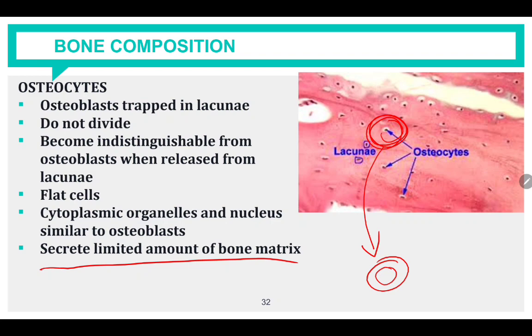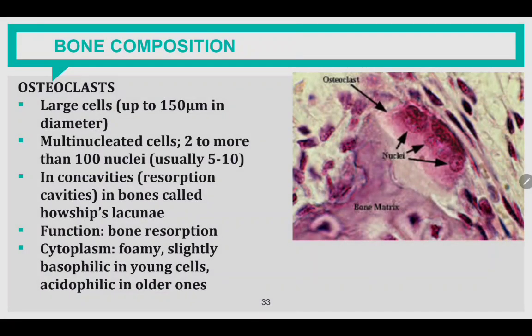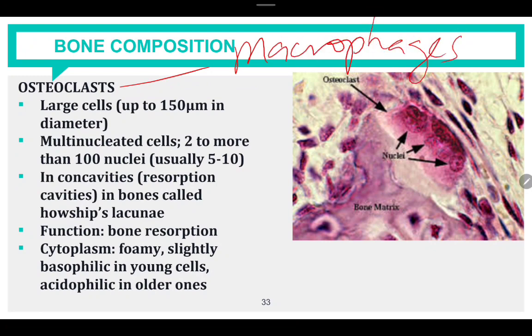Okay? So, let's move on sa next type of cell, which is the osteoclast. So, remember guys, osteoclasts are your macrophages found in your bone. So, since they are macrophages, they are large cells. They are multinucleated. Remember, more than 100 nuclei can be seen. Okay? So, in concavities, which are the resorption cavities, ang tawag sa lacuna kung saan sila naka-held in place is the Howship's lacunae.